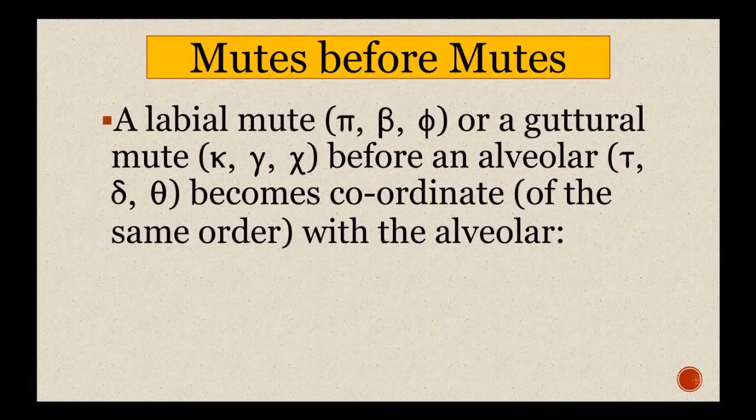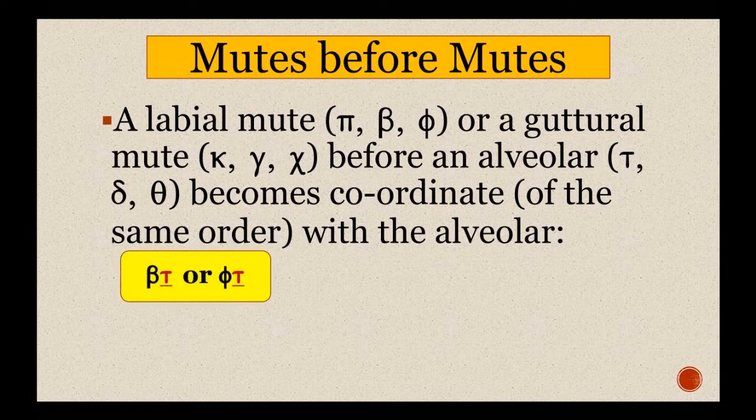So to give an example, if we take a labial mute or a labial consonant, pi, beta, phi, or a guttural, kappa, gamma, chi, before an alveolar, tau, delta, theta, it becomes coordinate, or of the same order, with the alveolar. Okay, so that's really short. Sounds really confusing. Simply, it's just this. If I have a beta and a tau or a phi and a tau, the tau is going to cause that first letter to change, and it's going to become of the same order.